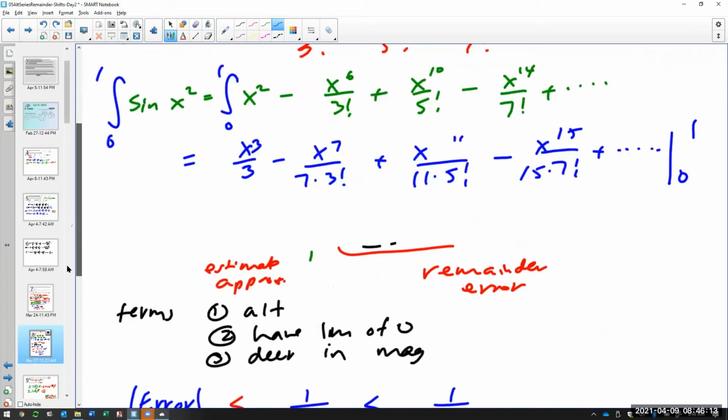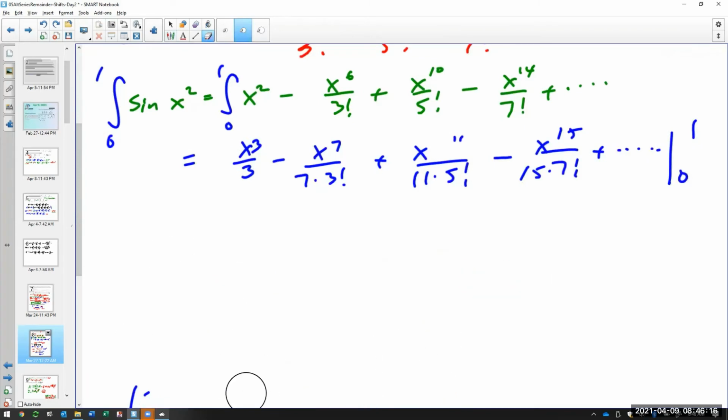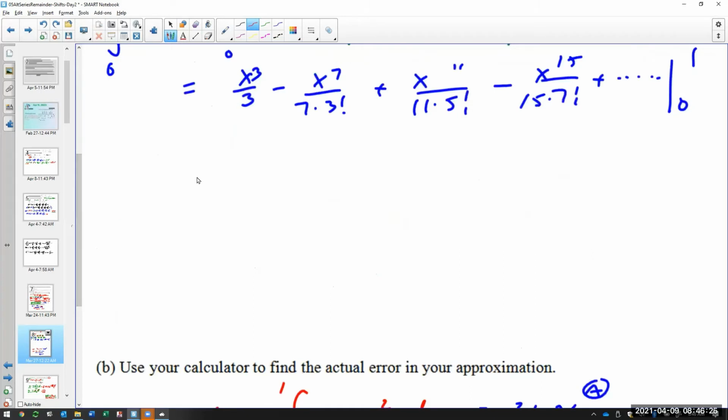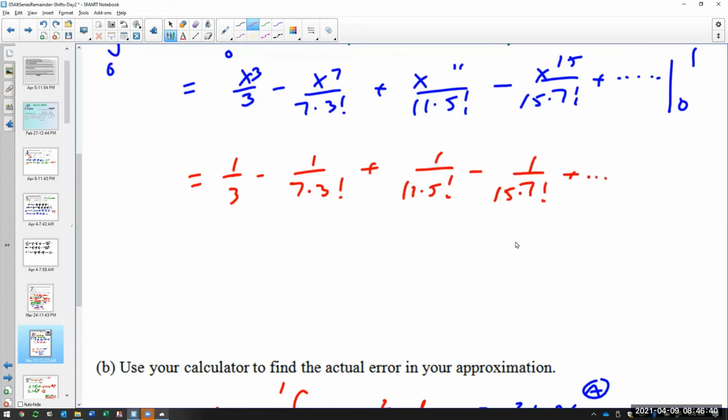Okay, so then what they're saying is estimate this, and make sure the estimate is wrong by no more than 1 over 1,000. Let me go ahead and finish this win bar. If you plug in 1, you get 1/3 minus 1 over 7 times 3 factorial plus 1 over 11 times 5 factorial minus 1 over 15 times 7 factorial plus dot, dot, dot. If I plug in 0, I get 0 minus 0 plus 0 minus 0. So that's 0, so I don't really get anything substantial.